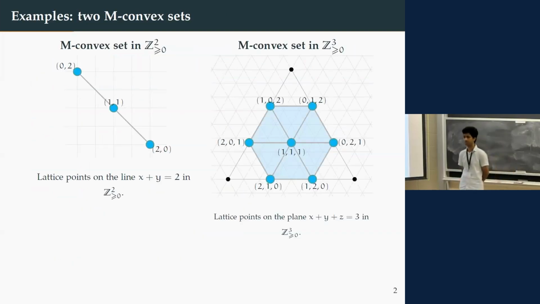Here are some pictorial examples of M-convex sets. If we want more examples, we can always take the lattice points of the base polytope of any polymatroid, and they would work.